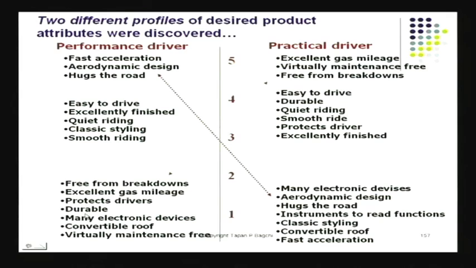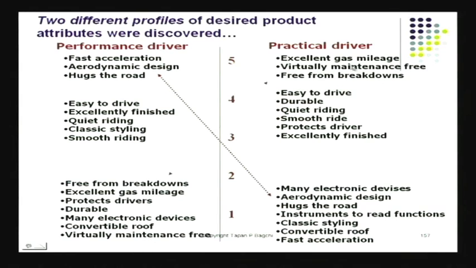And something that was least important to the performance drivers, these were sports car drivers, were free from breakdowns, excellent gas mileage. They couldn't be bothered because they all had gas guzzlers in their garage. It protects the drivers, they didn't really care about that either. They also didn't want durability. They also didn't want many of the electronic devices and so on and so forth. And they obviously didn't want a convertible roof because that might crush the driver in case the car flipped over. And they didn't really bother about being totally maintenance free.